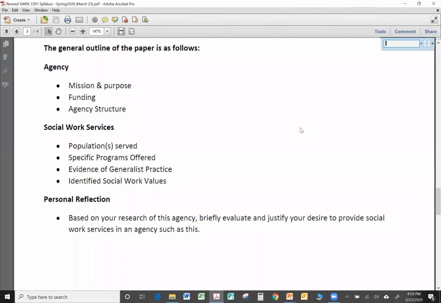And then the final part of the paper should be an evaluation of whether an agency like this would be something that you would be interested in working for, so it really is a personal reflection.